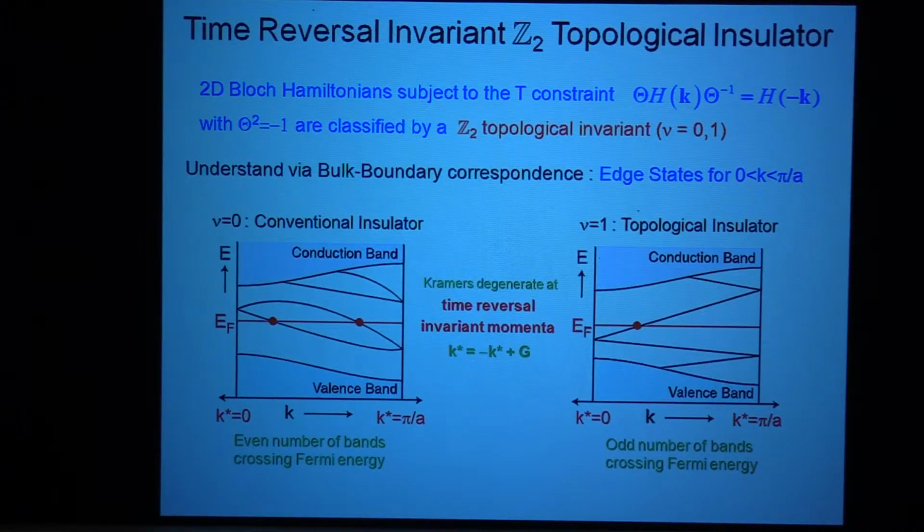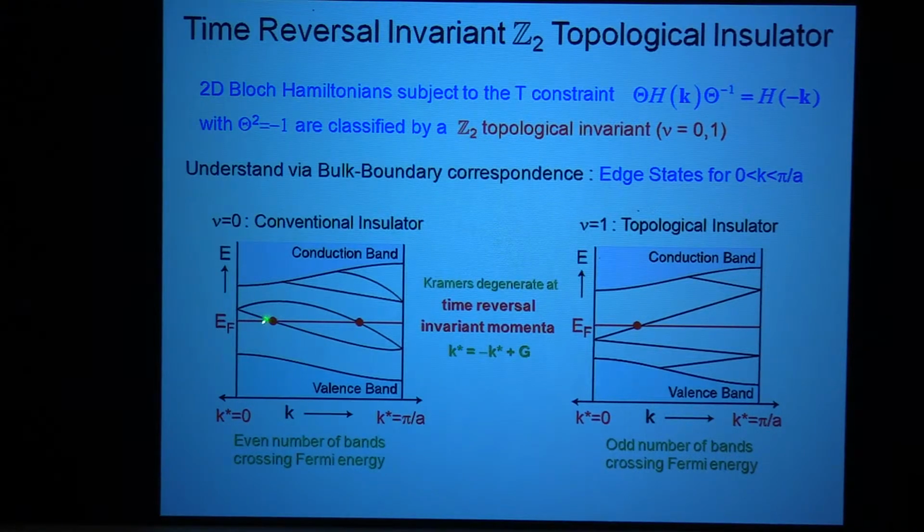Okay, so now you can understand why it is that there are two and only two classes. It's because there are two and only two ways that the Kramers pair here can connect with the Kramers pair here. Okay, either they can connect pairwise like this, and if they connect like this, then the way I've drawn it here, I have some edge states.